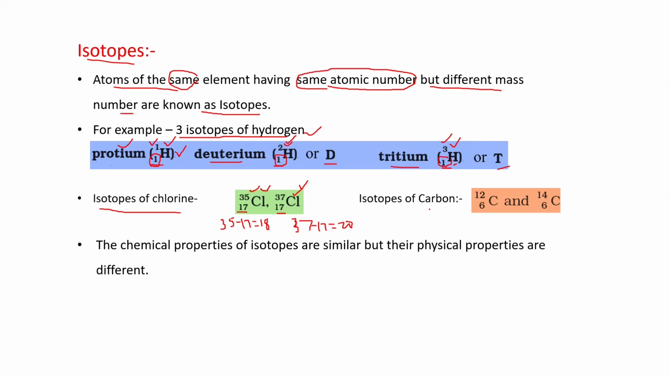Okay, this is another example of isotopes, of carbon, that is carbon 12 and carbon 14. Atomic number is the same, 6. Mass number is different, 12 and 14. Okay, the chemical properties of isotopes are similar but their physical properties are different.